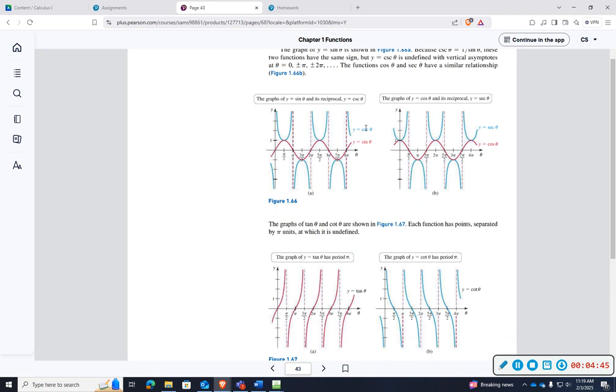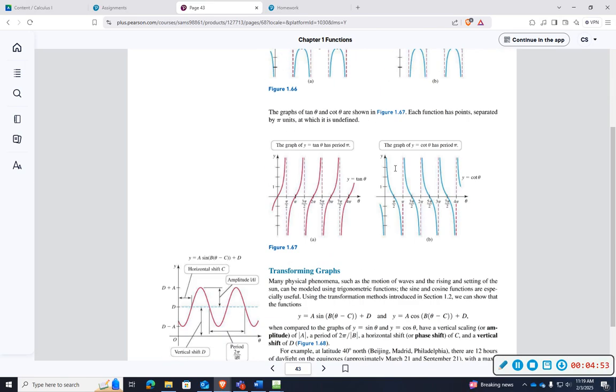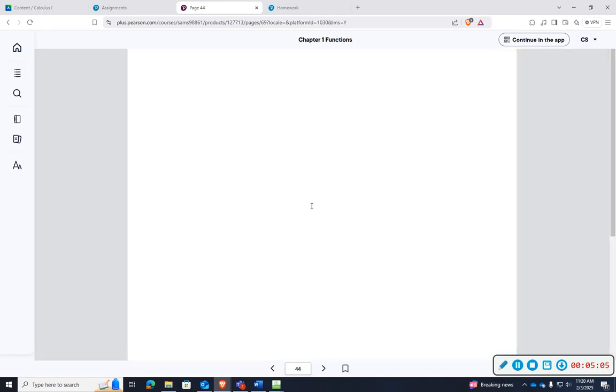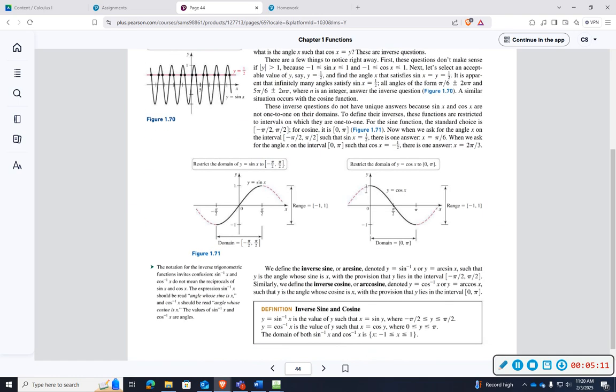Got the graphs of sine and its reciprocal, which is cosecant. Same thing for cosine and secant. And then we have tangent and cotangent. And then you got to remember transformations of graphs. So they use A, B, C, and D to represent the phase shift and the translations. And then we go over some trigonometric inverses.